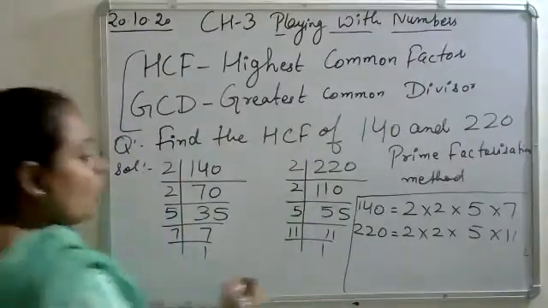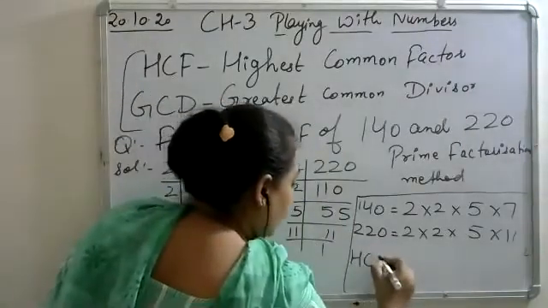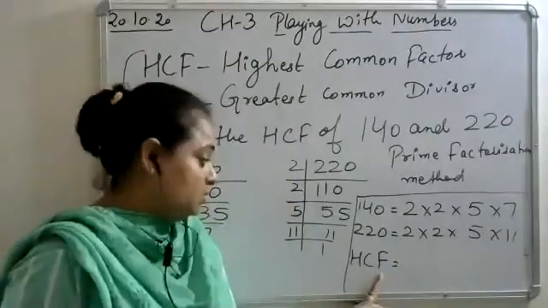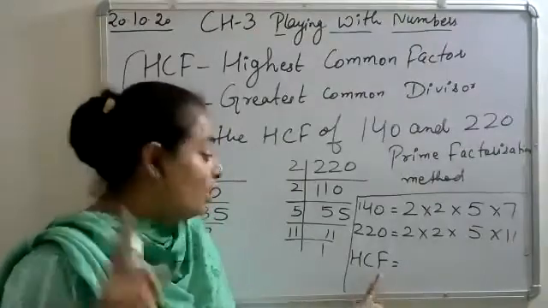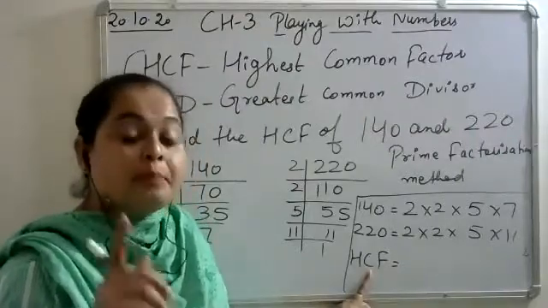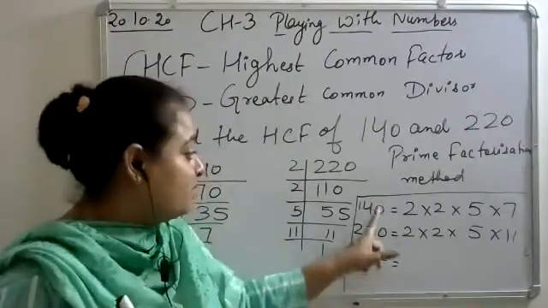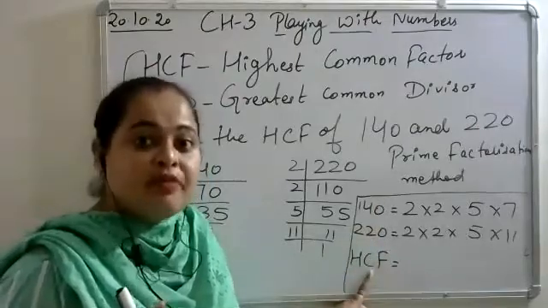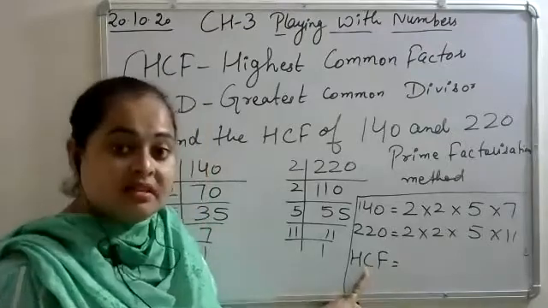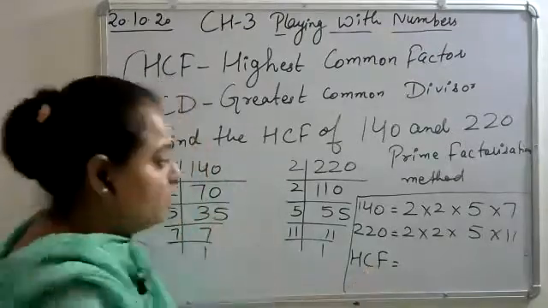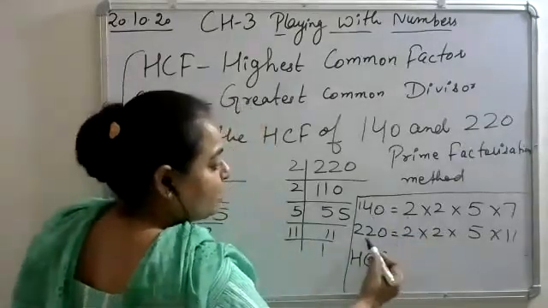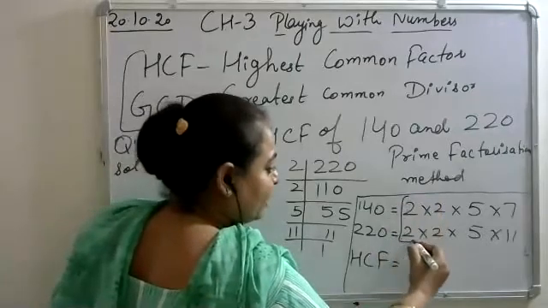Now, highest common factor. Common factor. We have already done the concept of common. What is the meaning of common? Common means present in both the numbers. On the basis of this common factor and common multiple, I have sent one video to you. Common means present in both the numbers. So check, 2 present in 140, 2 present in 220. So this 2 is common.